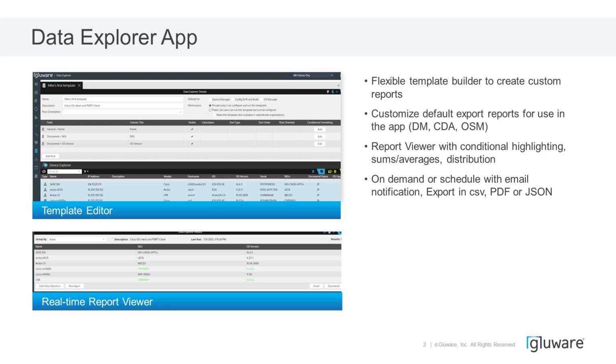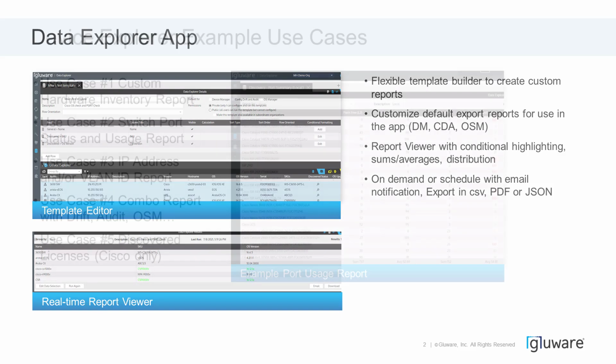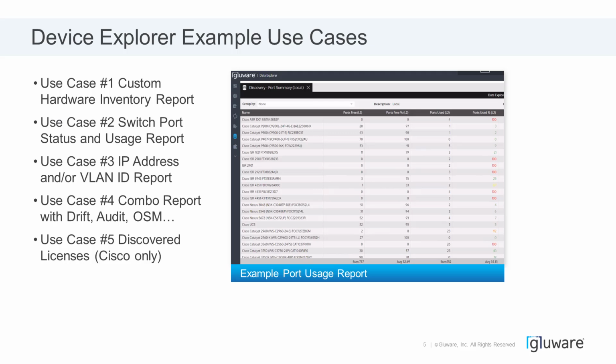So as you generate your template, you're able to select devices and run the report, and then actually look at that data and decide if it is manipulated and designed the way you want it to in the real-time viewer. Then you can integrate it into the product further by either generating it on demand and using those results, or scheduling those results and having them email out to you periodically in CSV or PDF or JSON format. Let's just jump through a couple use cases here.